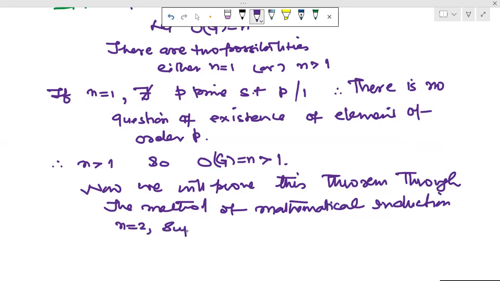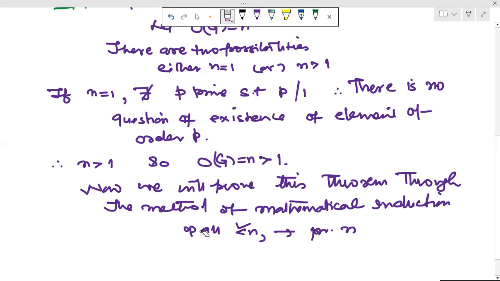Suppose the result holds for all finite groups of order less than n. Then we will prove it for n also. So this is what we are going to do, step by step.